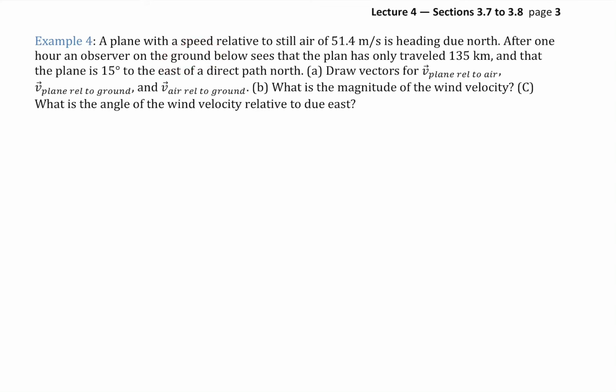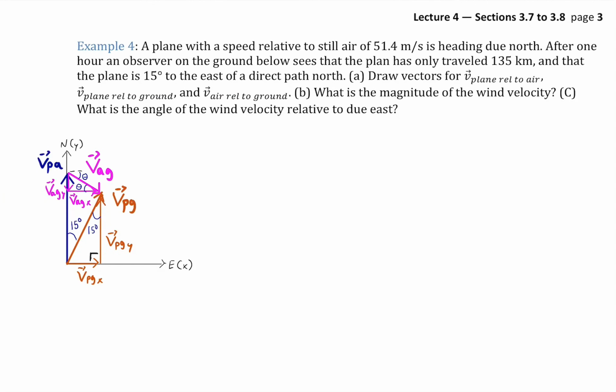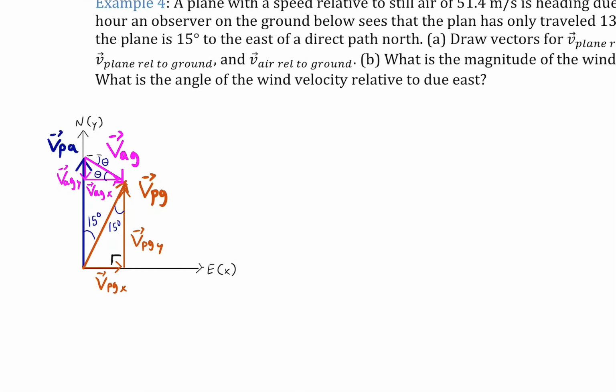Okay, so let's draw the picture first of all. We're just going to draw the vectors of the plane relative to the air, the plane relative to the ground, and the air relative to the ground. All right, so here's our vector. P for plane, A for air, G for ground. Now you can see there's a bit going on. Again, it's not a right triangle. So the idea is that we have the velocity of the plane relative to the ground is the sum of the two vectors. So it's the sum of the blue vector plus the pink vector. In other words, blue vector plus pink vector gives me dark orange vector. All right, so here's the tip to tail. This one plus that one gives me this one.